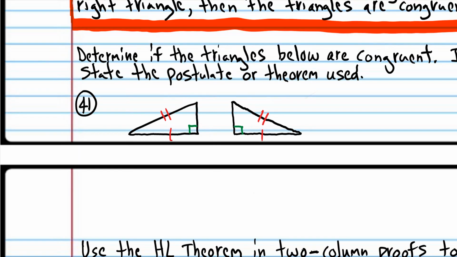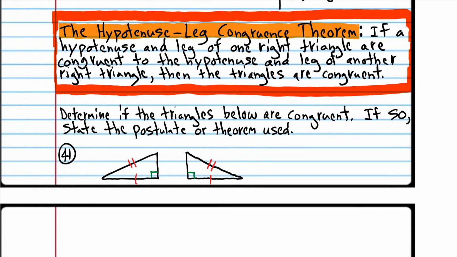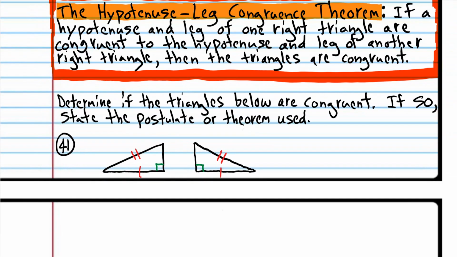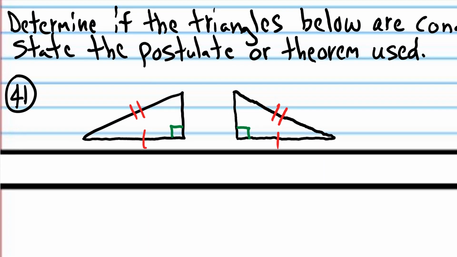Now the Hypotenuse-Leg Congruence Theorem says that if you have two right triangles, for example, you have two right triangles here. We know they're right because we see the green right angle there. If you have two right triangles and you know that the hypotenuses are congruent, and there's also one leg that's congruent in each triangle, we have a leg here, that information alone proves that these two triangles are congruent.